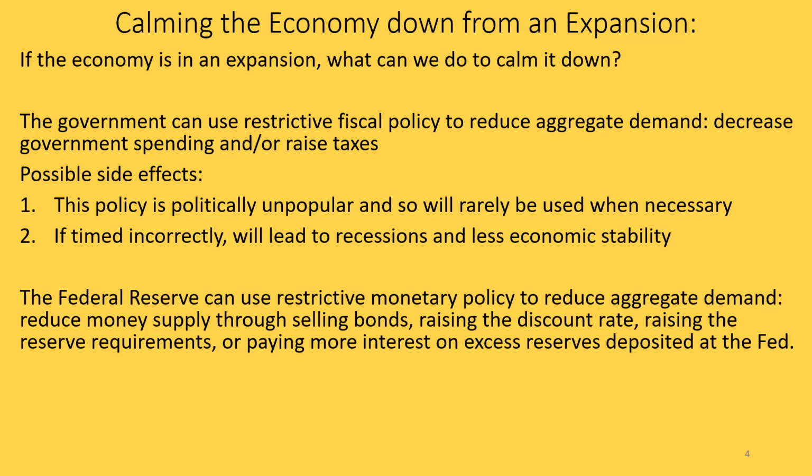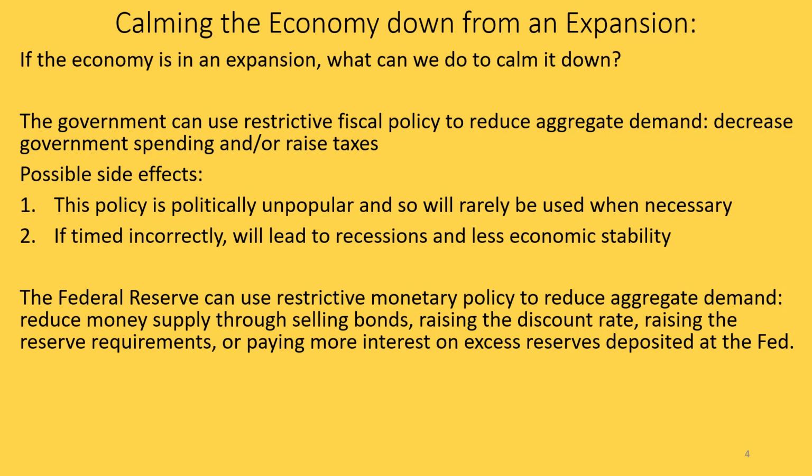Now, if you don't like the idea of using fiscal policy, then the Federal Reserve can use restrictive monetary policy to reduce aggregate demand. Again, this involves reducing the money supply, and there are 4 ways that the Fed conducts this restrictive monetary policy to reduce the money supply. And that is 1, through selling bonds. 2 is raising the discount rate.